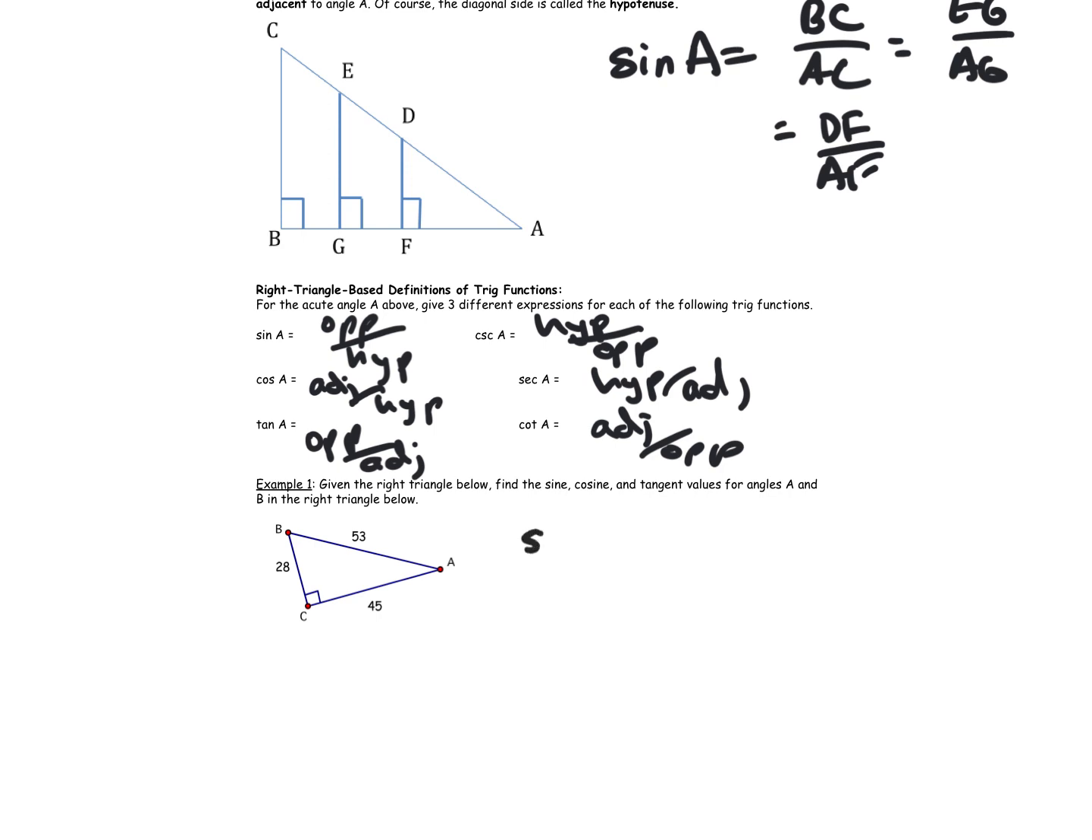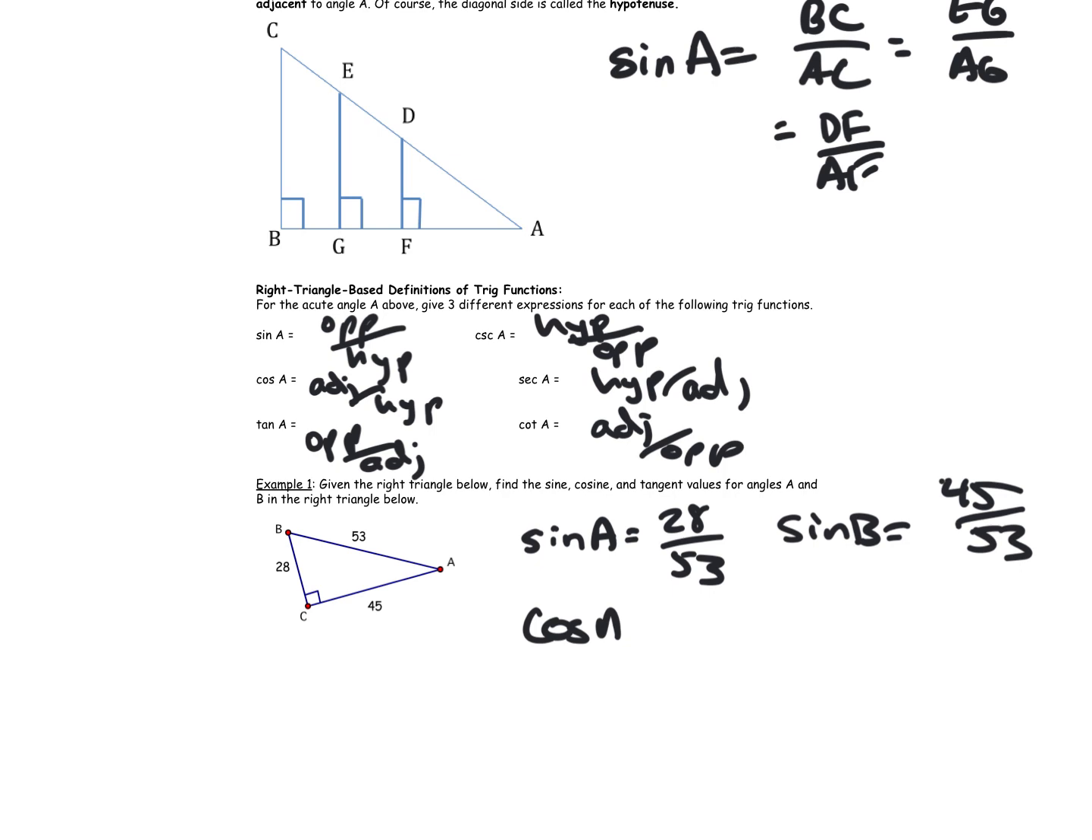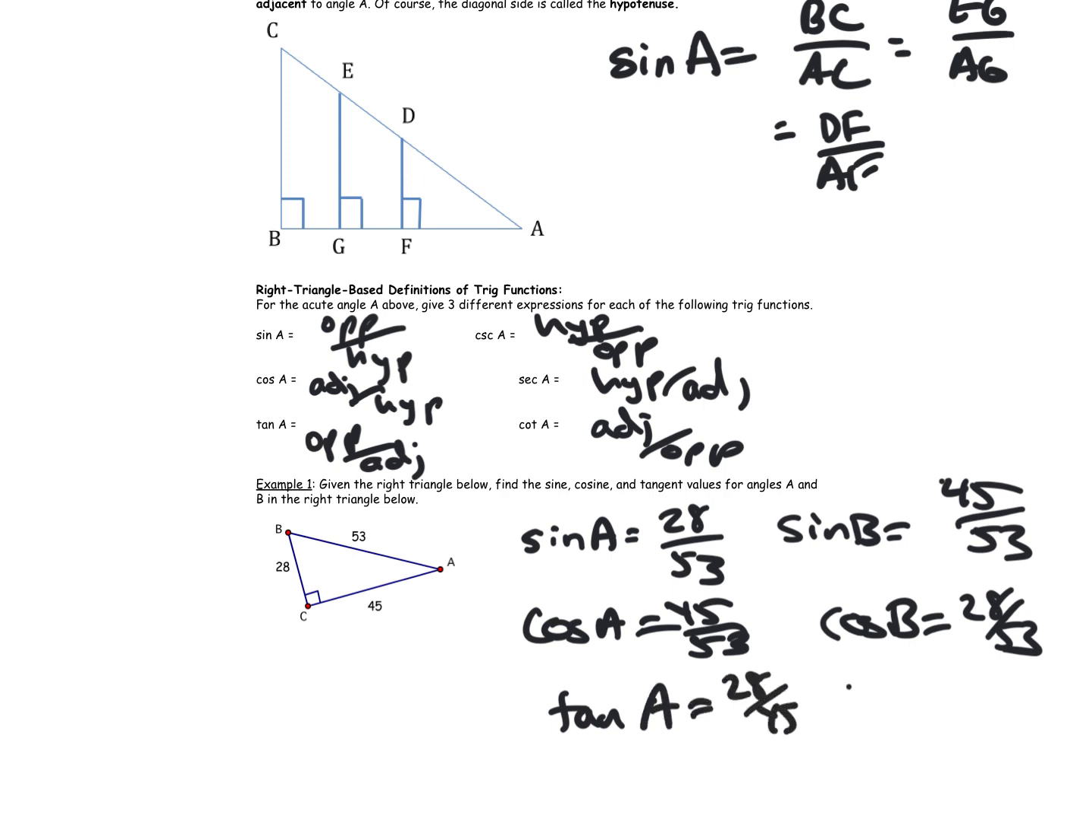Okay, so we should have had sine of A equals 28/53. Sine of B is 45/53. Then you've got cosine of A is 45/53, and cosine of B is 28/53. And finally, tangent of A is 28/45, while tangent of B is 45/28.